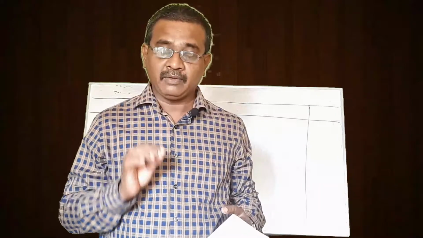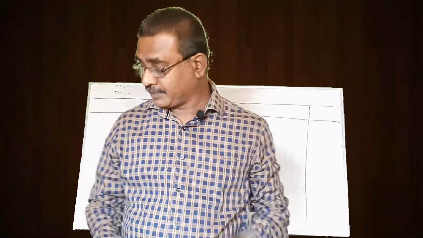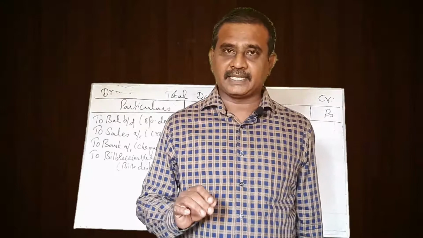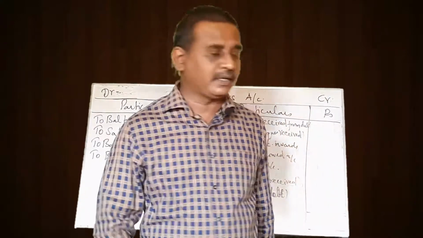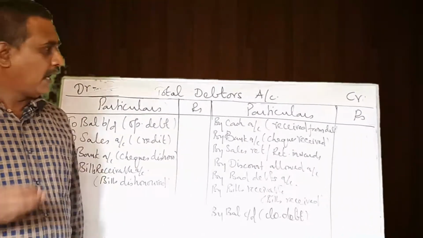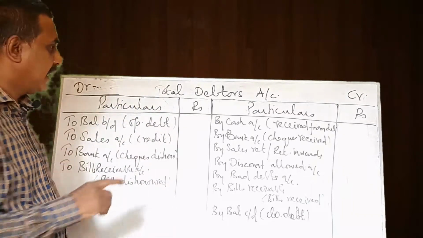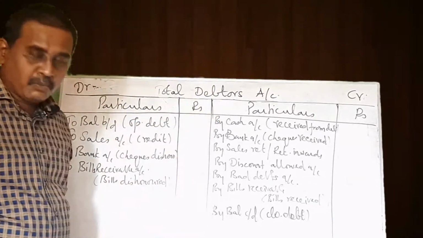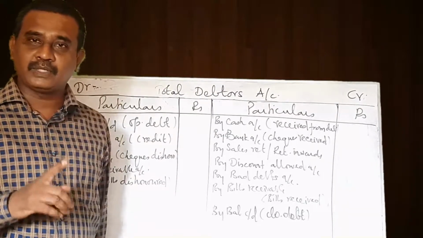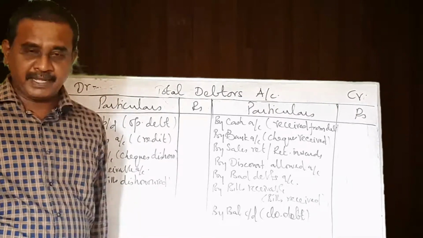What to do? You have to prepare one account called the total debtors account. To find out the credit sales, we have to prepare this account. My dear boys, let me explain the meaning of this account. Before that, let me explain the meaning of debtors. Most of the students know that debtors should be taken to the asset side, but they do not know why it is taken there. Let me explain.